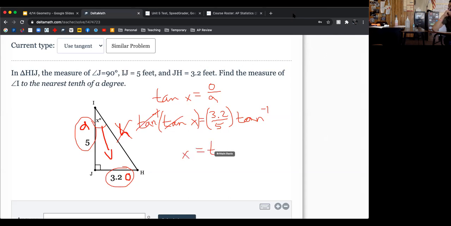And now in my calculator, I can just do inverse tangent of 3.2 divided by 5. I don't even need to worry about what that ratio is. I can leave it like that and let the calculator handle it all. So at this point, just as a reminder, you have to hit second and tangent. Practice with that.